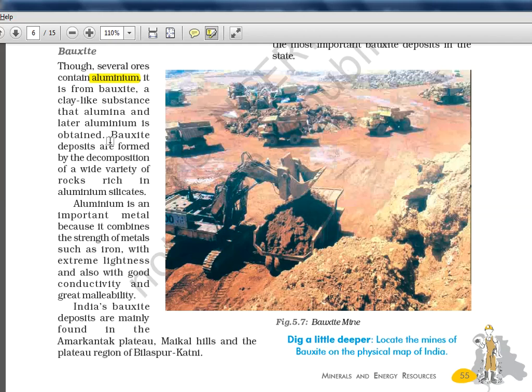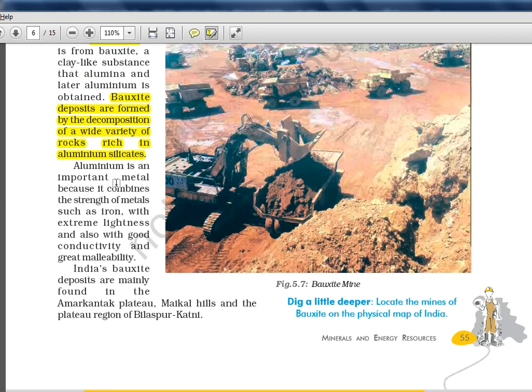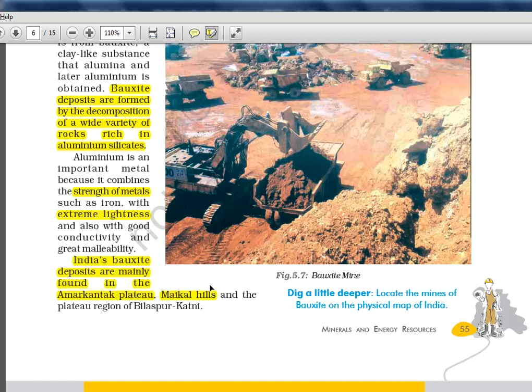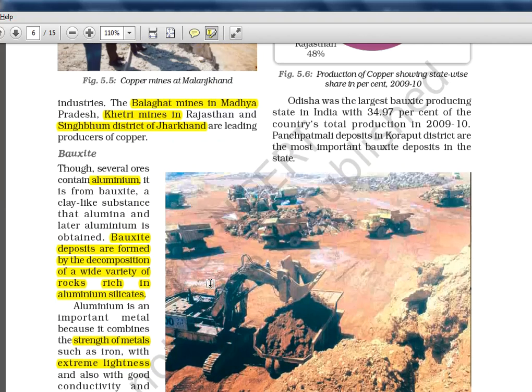Just got reminded. Bauxite deposits are formed by the decomposition of a wide variety of rocks. We saw the third category of mineral formation. We saw bauxite is there, when we saw those 5 factors of production. Aluminium is an important metal because of its strength and extreme lightness. We know even aluminium foils are there, right, for food packing and all. Then India's bauxite deposits are mainly found in the Amarkantak Plateau, okay, Mica Hills. These are the regions. So this is a bauxite mine site, a picture.